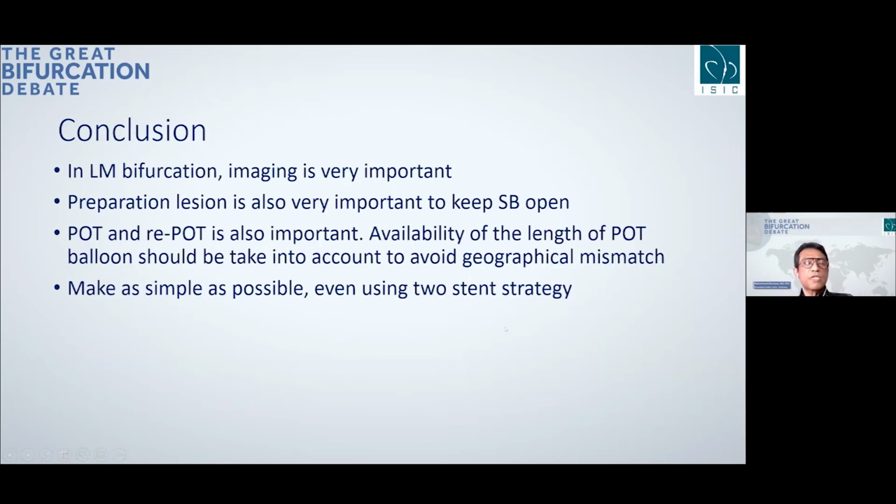So in conclusion, ladies and gentlemen, in left main bifurcation, imaging is very important. I think we learn a lot from all the panelists here. Preparation is also very important to keep the side branch open. Pullback and report is also important, and availability of the length of the stent should be taken into account to avoid geographical mismatch. Make it as simple as possible, even when using a 2-stent strategy.